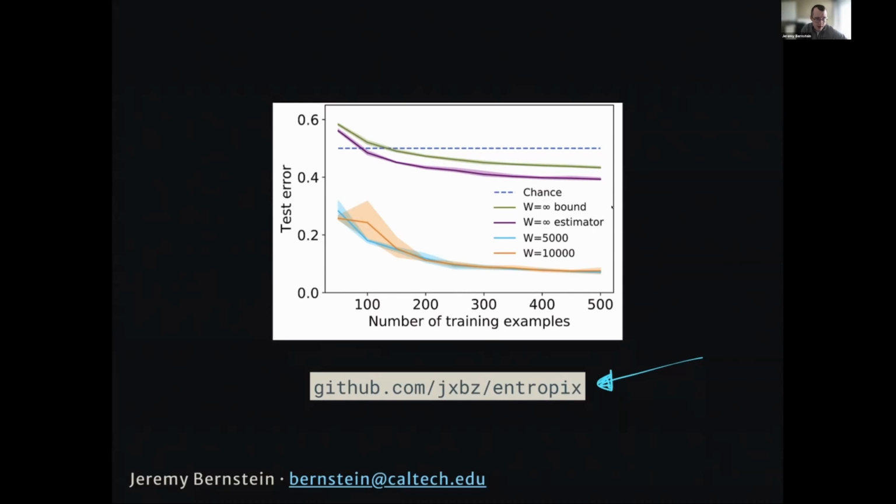PAC-Bayes gives you generalization bounds which don't depend on the number of parameters, do depend on the data set, and do depend on the network architecture. So I think it's quite an exciting area. Anyway, thanks. Yeah, thanks for listening.